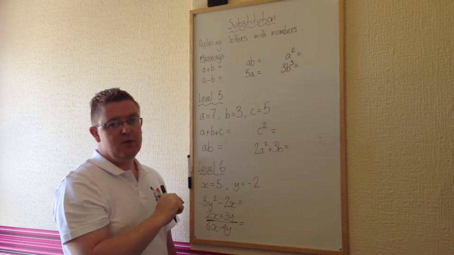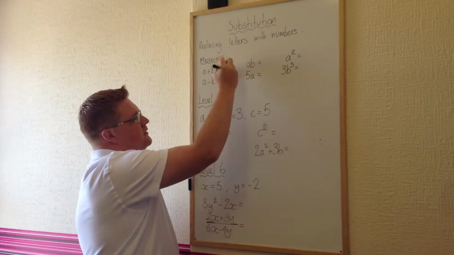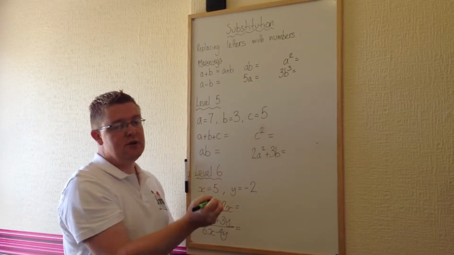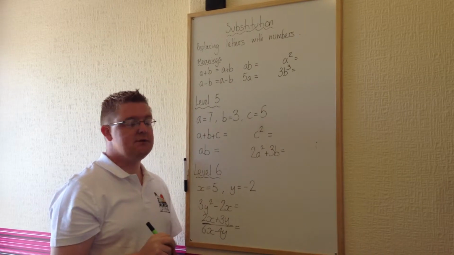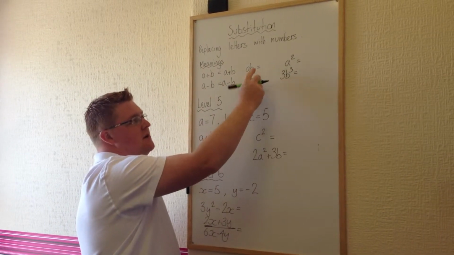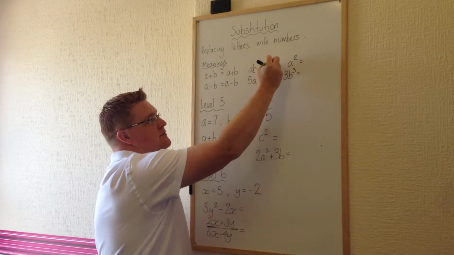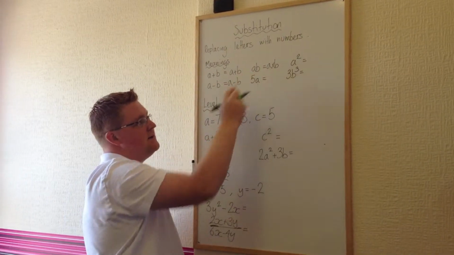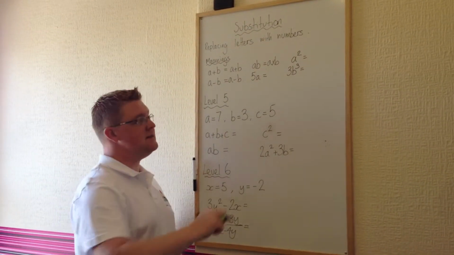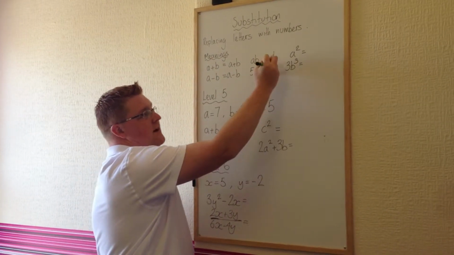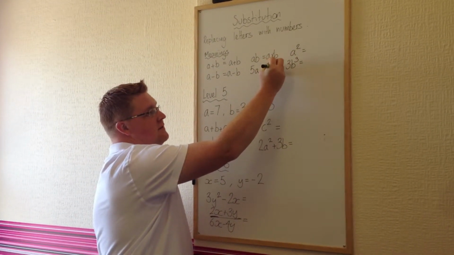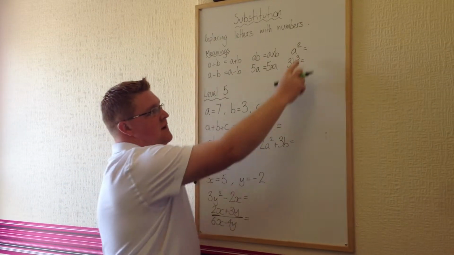A plus B, well we can't do anything with that, so that stays as A plus B. Likewise for A minus B, that stays as A minus B. AB means A times B. We don't write the times down, probably because mathematicians are quite lazy. But AB means A times B. 5A then means 5 times A.